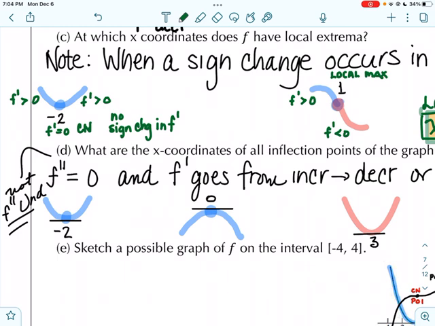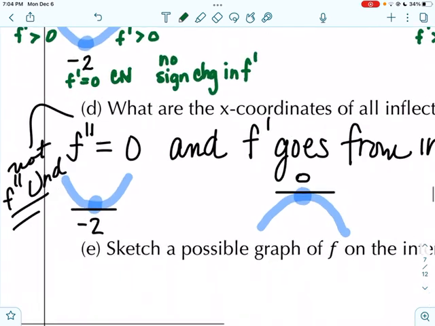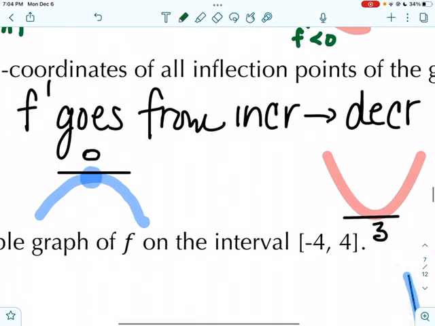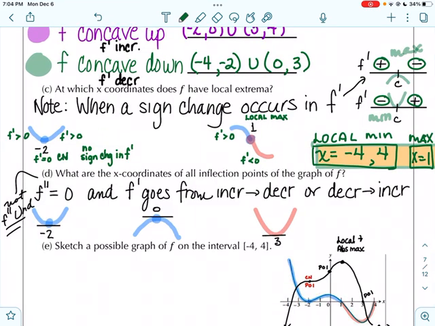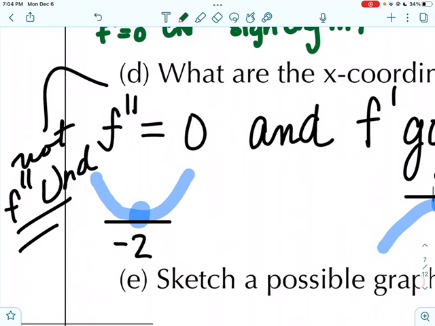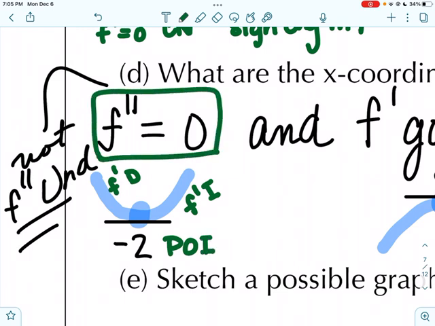So the inflection points in the graph are where f double prime is 0 and f prime goes from increasing to decreasing. These are points of inflection, right? So if you look, f prime is decreasing, and f prime is increasing. So at that point, -2 is a POI. And you can see it's where this is happening as well. f double prime is equal to 0. Okay, let's look at the next point.